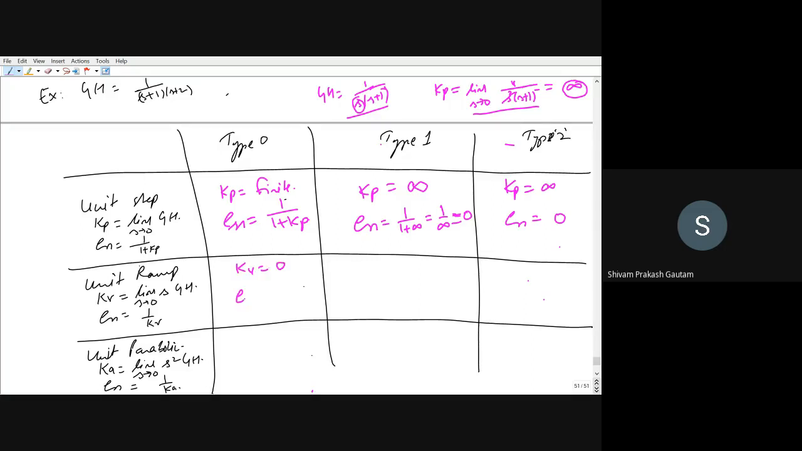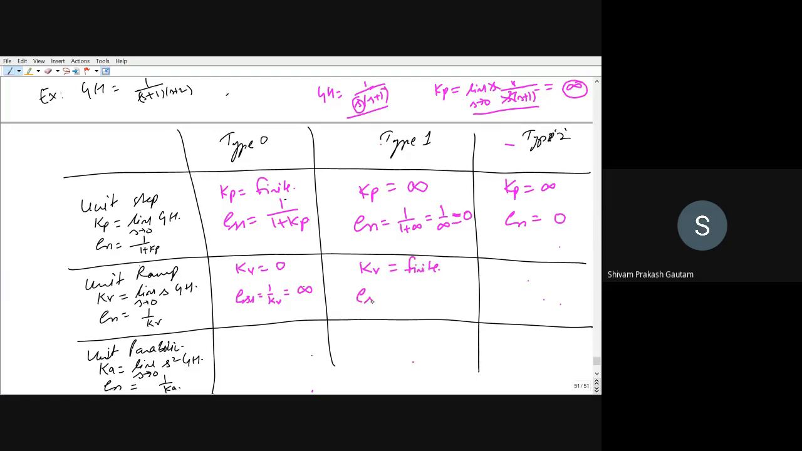And what is ess? That is 1 over Kv, which is 1 over 0, so ess will be infinite. Similarly, if you are having a type 1 system, what will be Kv? A type 1 system is again 1 upon s into s plus 1. Here now you are having s, so s will cancel out. So you will be having finite Kv.